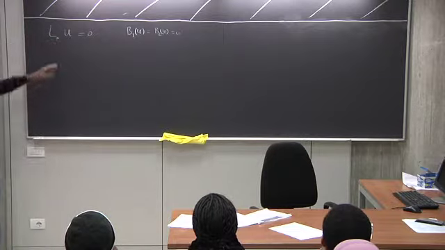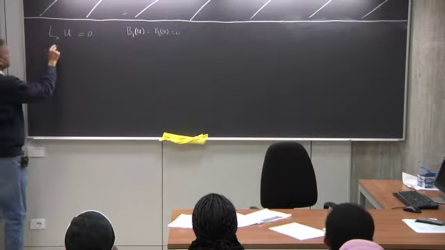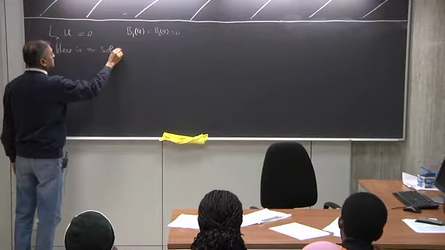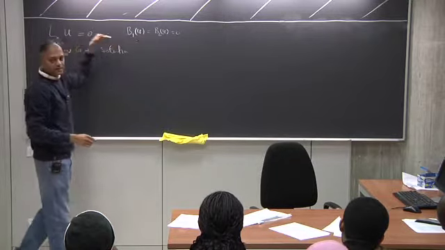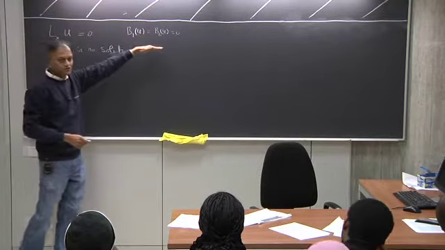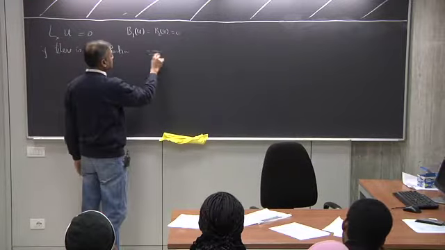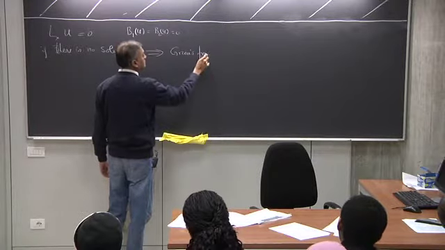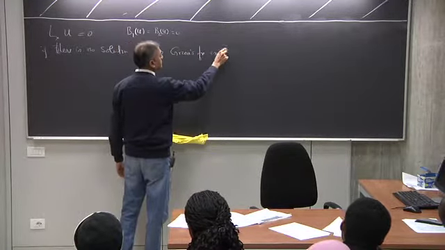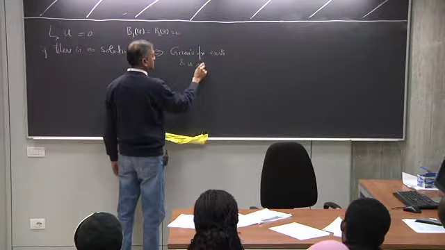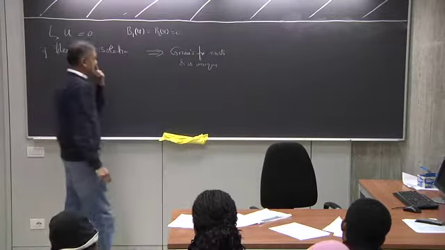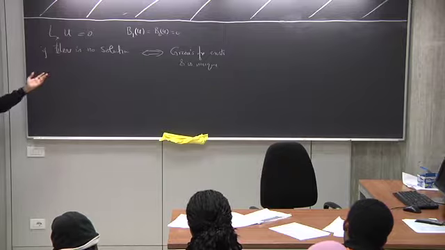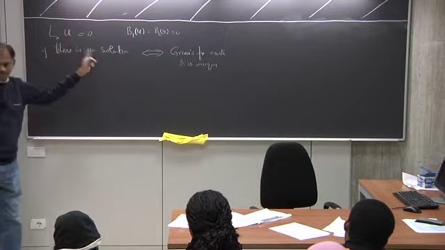So if there is no solution to this combined equations, I mean this equation together with the boundary conditions, then this implies Green's function exists and is unique. Actually, it is also the other way around, because we also saw that this is a necessary condition for the Green's function to exist. So it's both ways.